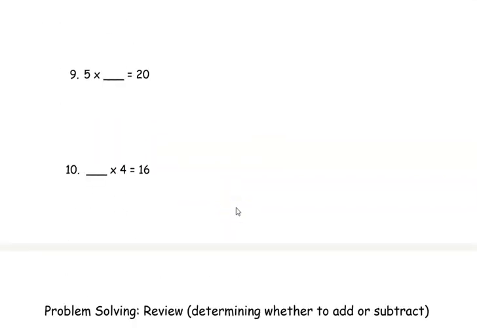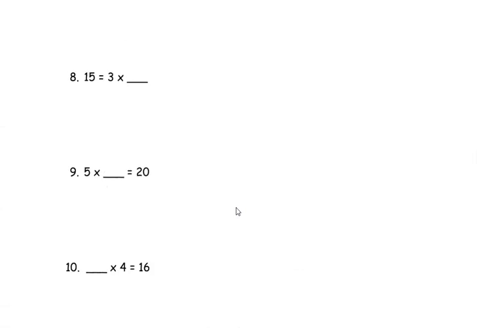Let's try a trickier, bigger number. Number 9. 5 times blank equals 20. Well, let's first count the multiples of 5. 5 times 1 equals 5. 5 times 2, which is 5 plus 5, equals 10. And then 5 times 3 equals 15. 5 times 4, which is 5 plus 5 plus 5 plus 5, equals 20. So our missing number is 4.